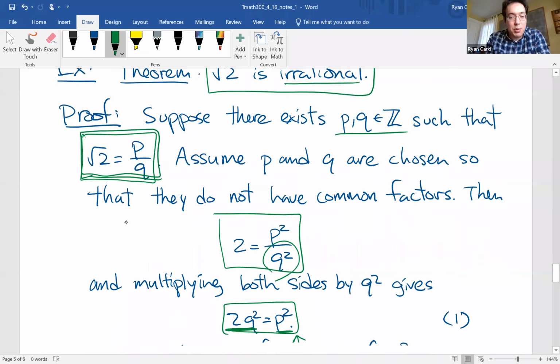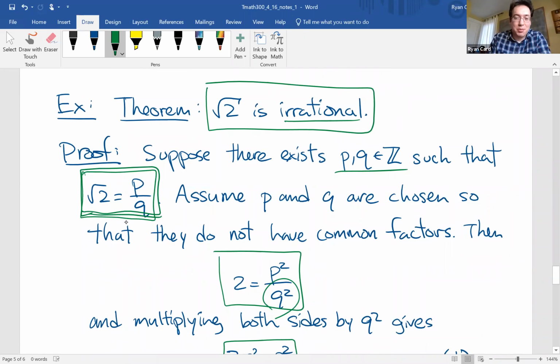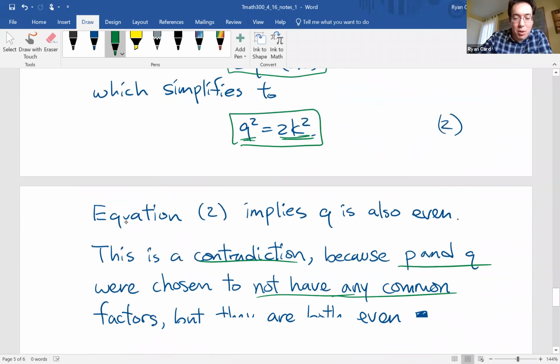I think it's a really beautiful proof. In fact, I like it so much that if you go to Canvas, the Canvas image is this proof right there. Okay.